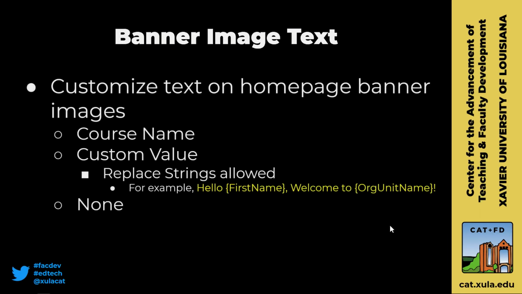The banner image text by default is going to be the course name. You can, if you'd like to, use a custom value, or you can decide that you don't want any banner image text at all. If you want to use a custom value, you can use replace strings. So in this example that I have on the slide, this first name replace string would be replaced with the learner's first name. And then org unit name would be replaced with the name of the course. So you can use replace strings in your banner image text.